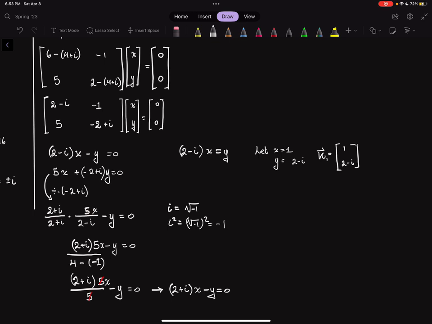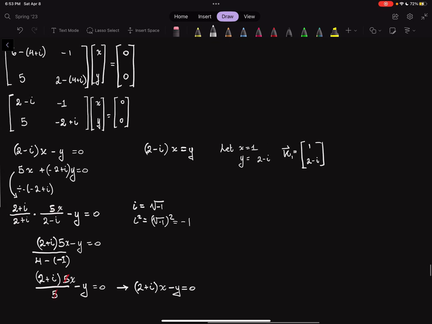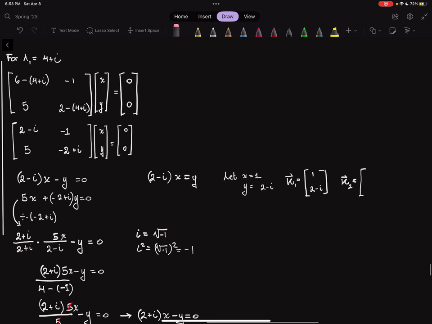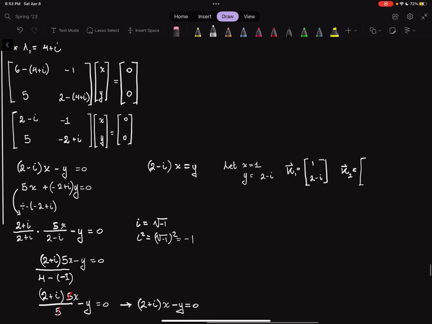And now, the cool thing is that the other vector, k2, is going to be the conjugate of this one if it comes from the conjugate of the lambda, the eigenvalue. So it's going to have the same 1, but here we're going to have 2 plus i. And then you should know this theorem.